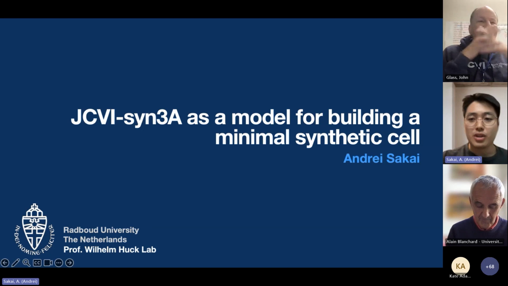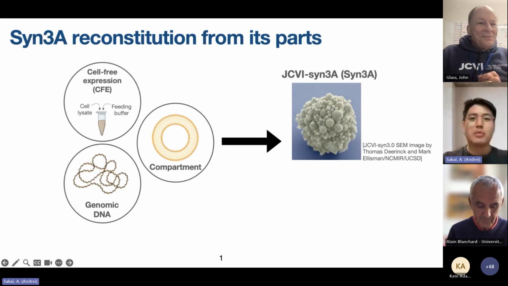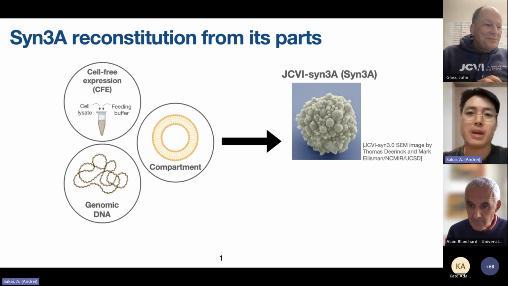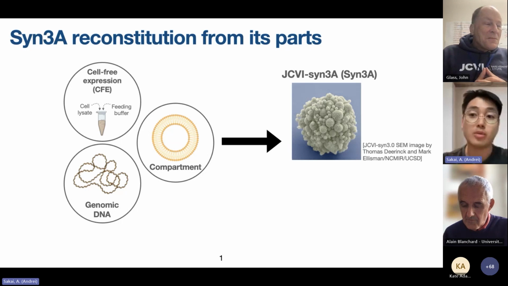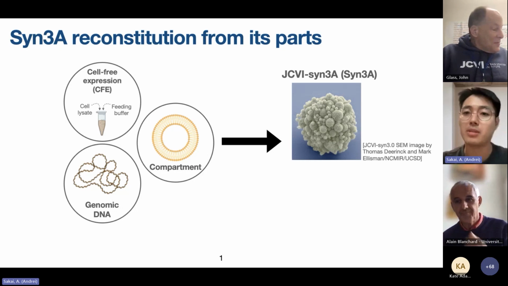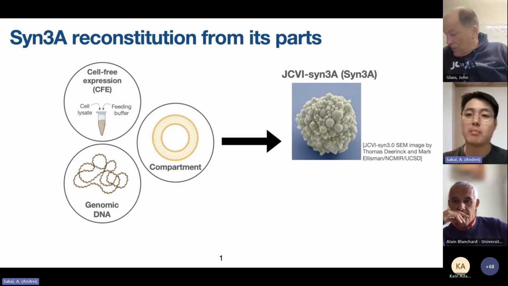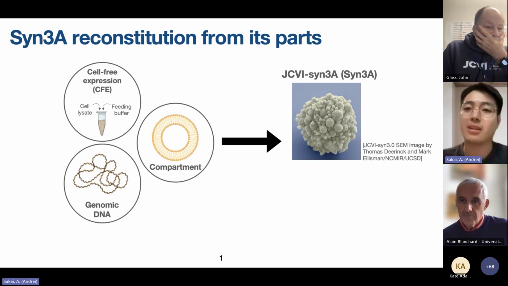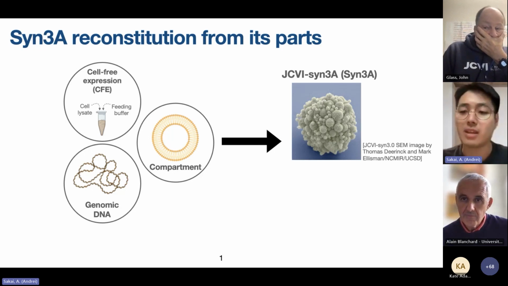So initially when we talked with John and established this collaboration with Kate as well, our idea was to build a synthetic syn3A cell using the building blocks or the smaller parts of a living syn3A cell. So for example, we would isolate the cytoplasm, we would isolate the genomic DNA and the lipids, and putting those parts back together in vitro, we would like to recreate a synthetic version of the syn3A cell.